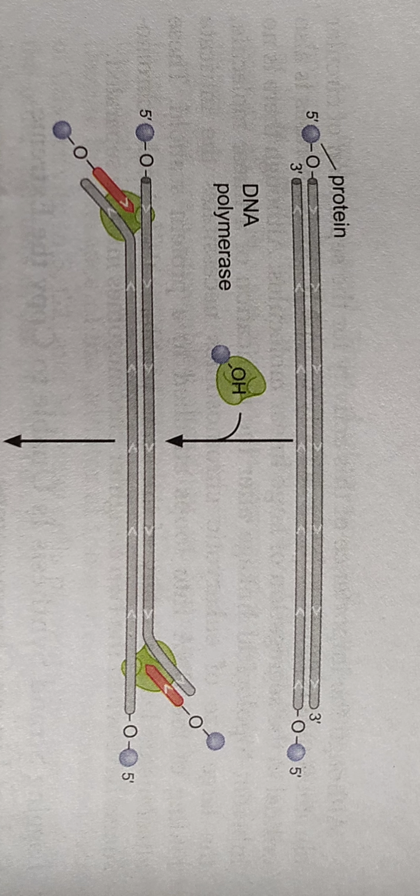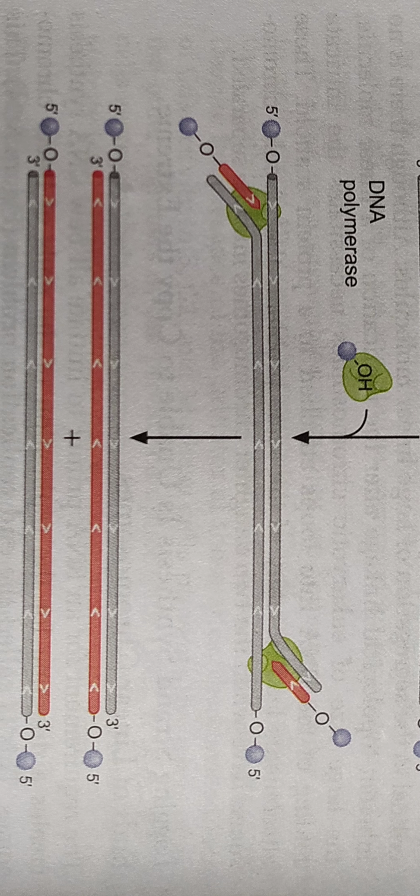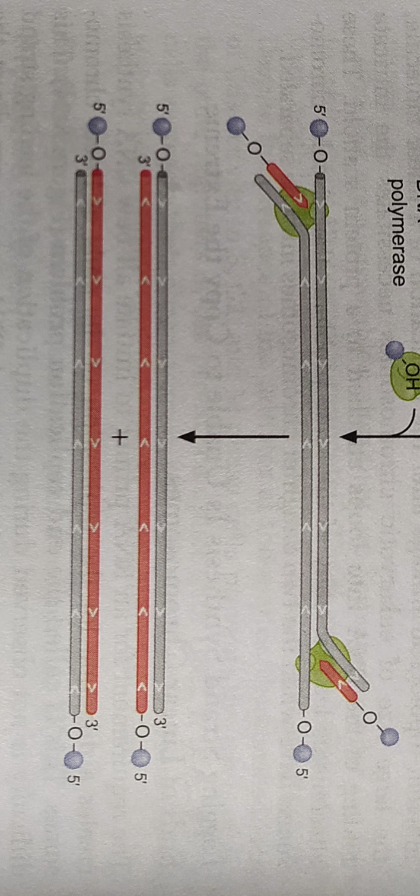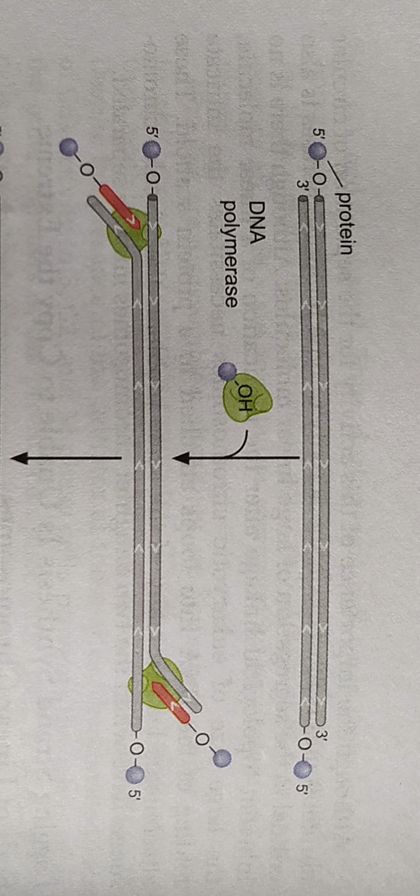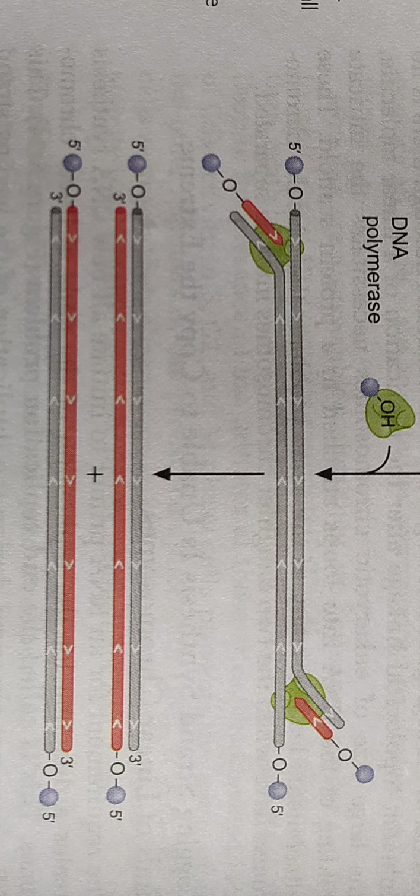So here you can see a protein, DNA polymerase, with an OH group, synthesizing, and they are solving the end replication problem as stated in your notes. In a way, we can see the protein has been bound to the end, and with the help of the OH group, DNA polymerase will bind and be able to synthesize the nucleotides, and there is no problem of the end replication.